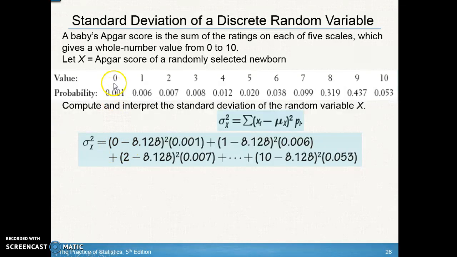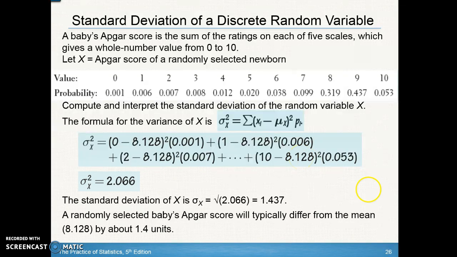To find the variance, we're taking the value, seeing how far away it is from the mean, so 0 minus 8.128, square it. What's the probability that they get an Apgar score of 0? 0.001. And keep doing that for each of your individual scores. You get your variance, take the square root of that to get your standard deviation, which is 1.437. So what does that interpretation mean? Remember, it's always the average distance from the mean. A randomly selected baby's Apgar score will typically differ from the mean by about 1.4 units.